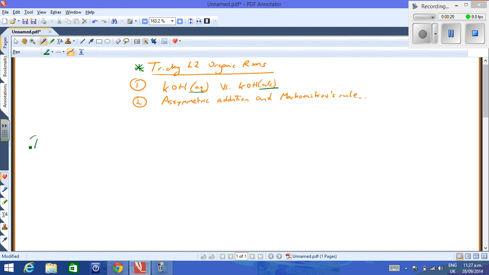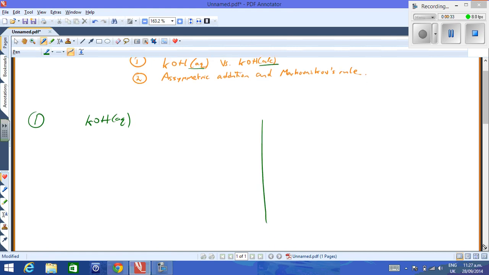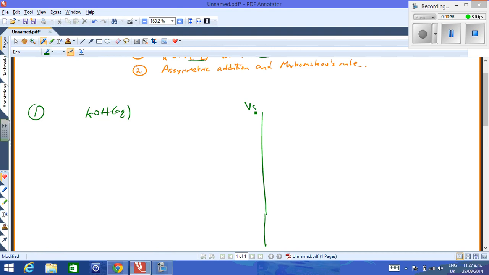So for the first section here, we're going to take a look, as I say, at potassium hydroxide, which is dissolved in water. Water is typically your solvent in most chemical reactions, versus potassium hydroxide, which is dissolved in an alcohol like ethanol. Typically, if you use potassium hydroxide, whether it's aqueous or alcoholic, you'll get a mixture of substitution and elimination going on. But if you use potassium hydroxide aqueous, you predominantly get a substitution reaction, whereas if you use alcoholic potassium hydroxide, you get an elimination reaction. So that's the first big difference between those two reagents.